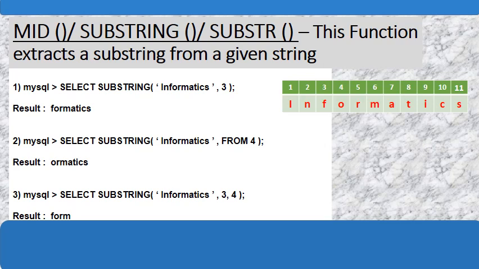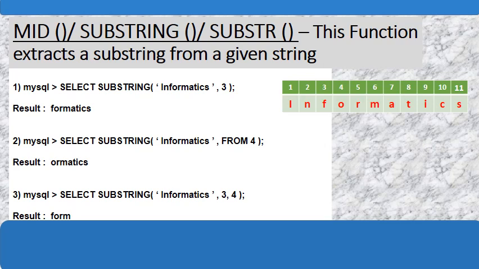Second example, select substring informatics from 4. This example is the same as the first one. From the fourth character onwards, it will display all the characters. The fourth one is O. From O onwards, ORMATICS will be the output.